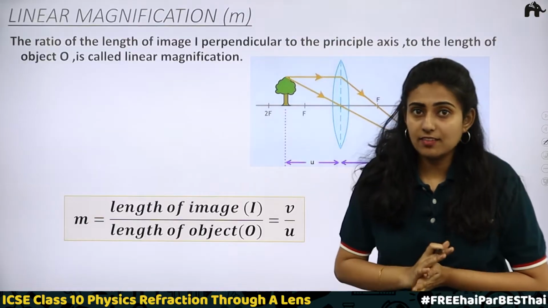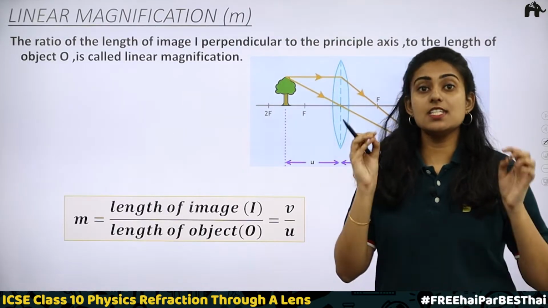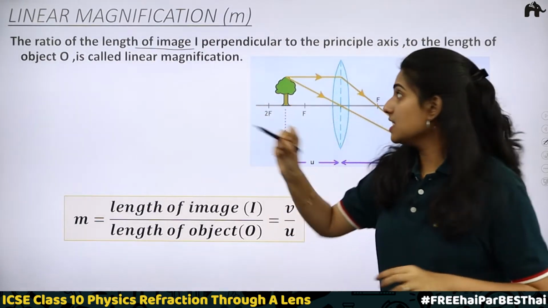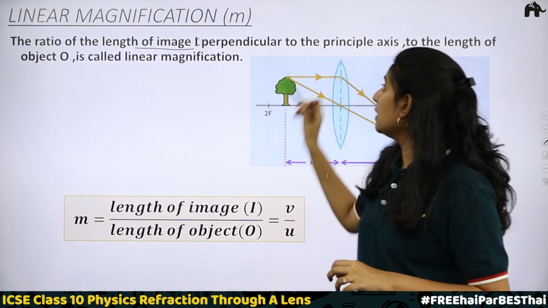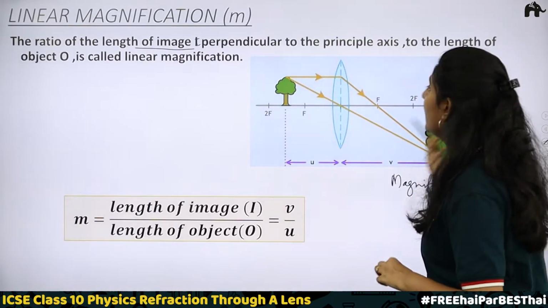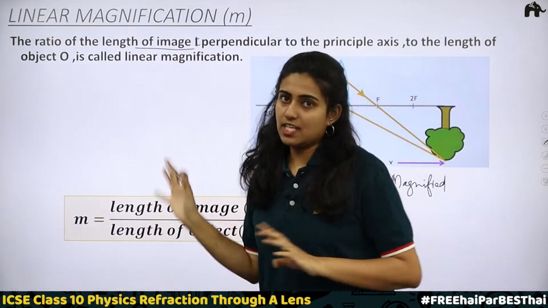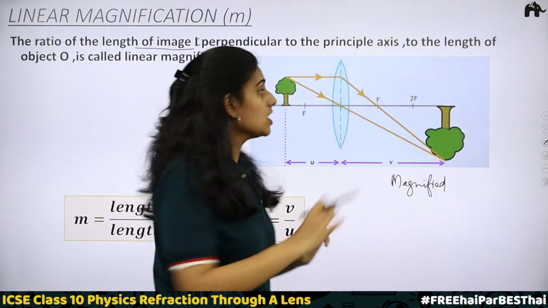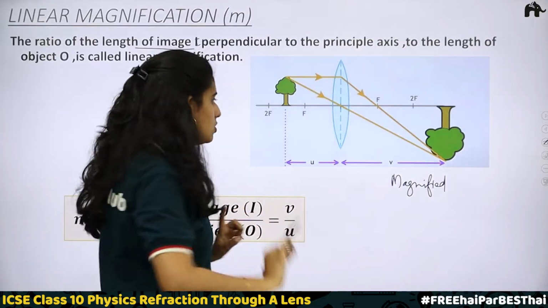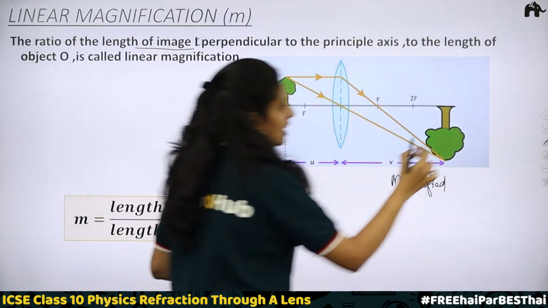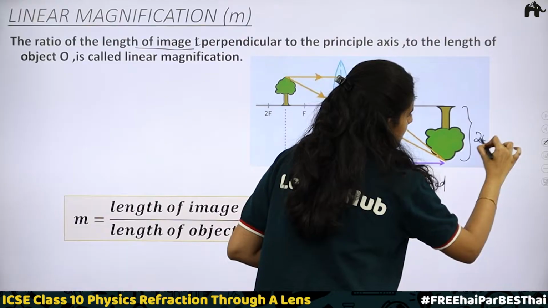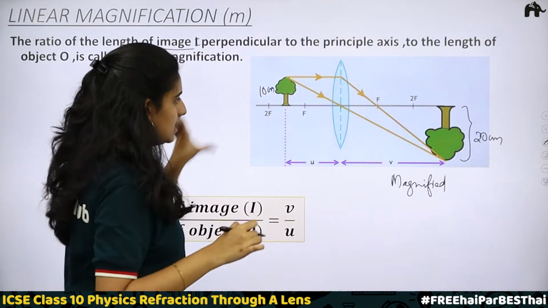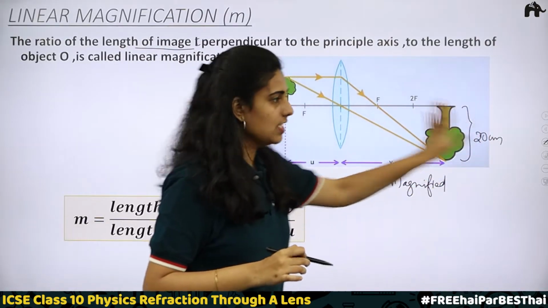Now, what is magnification? What is linear magnification? It is actually a ratio. Ratio of what? The ratio of the length of image, which is represented by capital letter I, perpendicular to the principal axis to the length of object O is called linear magnification. You need to know the height of the image and the height of object in order to find the linear magnification. Let's say if this is 20 centimeter and this is 10 centimeter. Object is of height 10 centimeter and image is of height 20 centimeter.